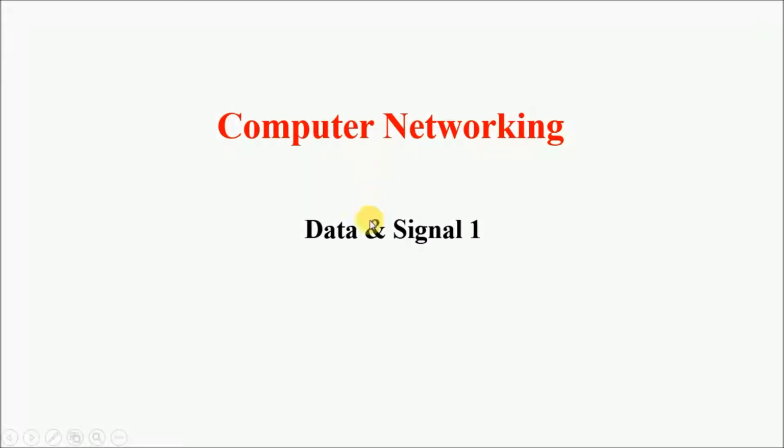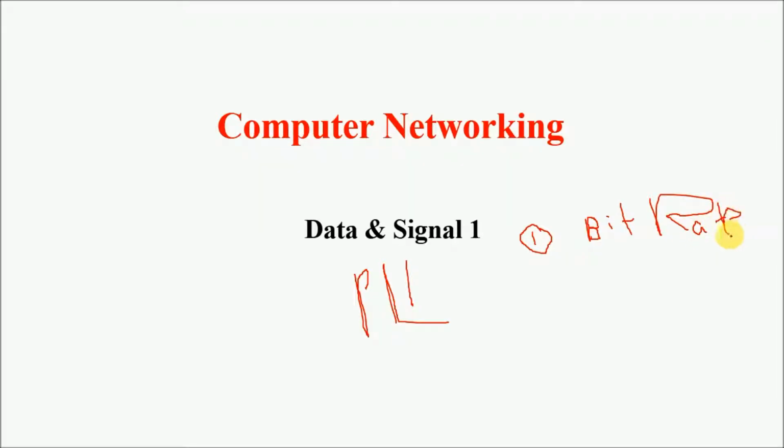Welcome to another session on computer networking on data and signal. Basically, data and signal comes under the physical layer. So this is one topic from the physical layer, and here we basically see two important topics. One is bit rate, how to calculate the bit rate, and the second topic is channel capacity.